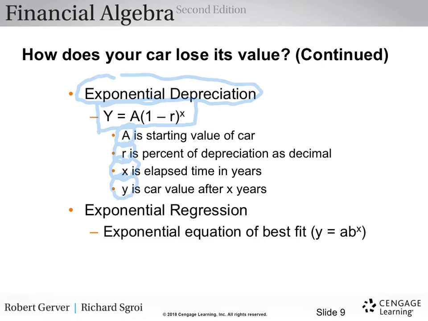And this is considered to be exponential regression, and we can do that by using an exponential equation of best fit, which is y is equal to a b to the x. And if you look at this, what's in parentheses you can consider to be the b, the capital A is just the lowercase a. So this is the exponential equation that we're going to use for the line of best fit for our data.